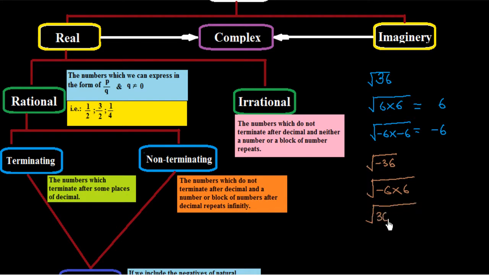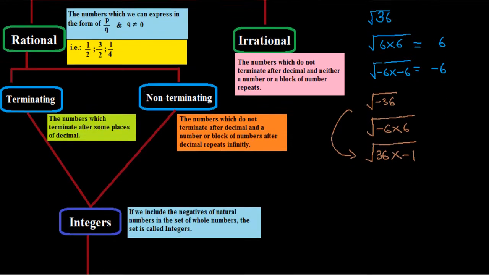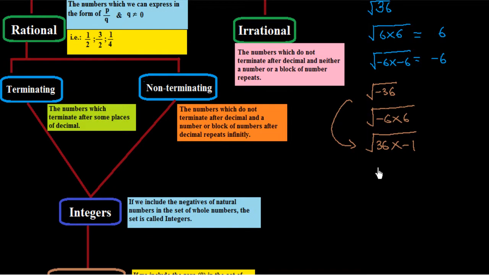We can write 36 into minus 1. So let us see what happens now. We could write 36 into root minus 1. We know the square root of 36 is 6 and the square root of minus 1 is root minus 1. But this root minus 1 we can represent by a small italic iota. It is called the iota. So we can write it as 6i.